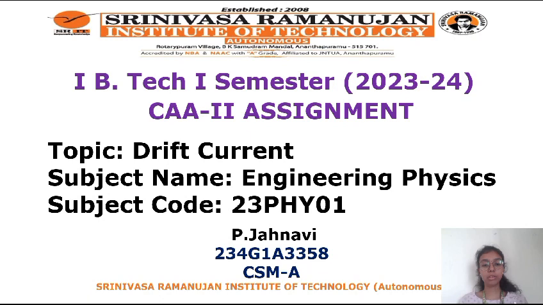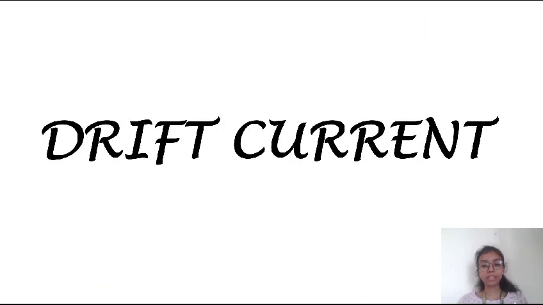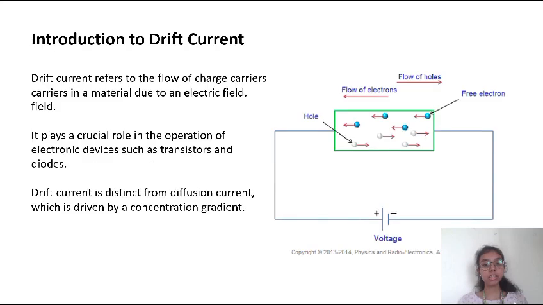Today my topic is about drift current in the subject engineering physics. Topic: drift current. Introduction to drift current. Drift current refers to the flow of charge carriers in a material due to an electric field. It plays a crucial role in the operation of electronic devices such as transistors and diodes. Drift current is distinct from diffusion current, which is driven by a concentration gradient.